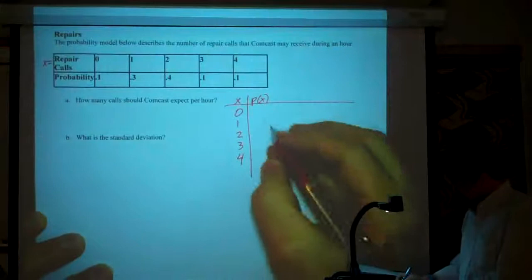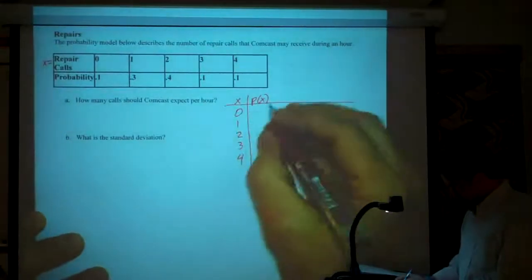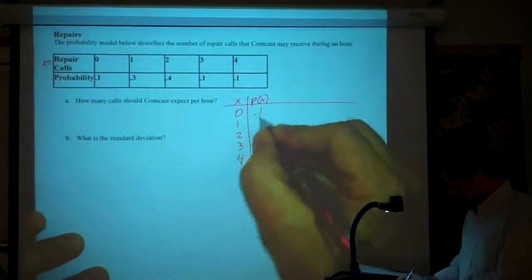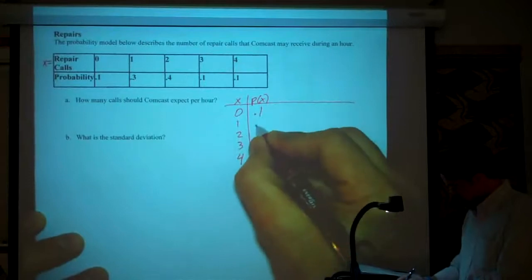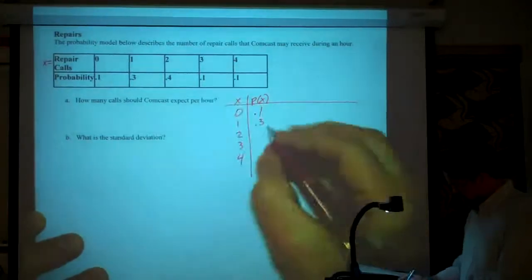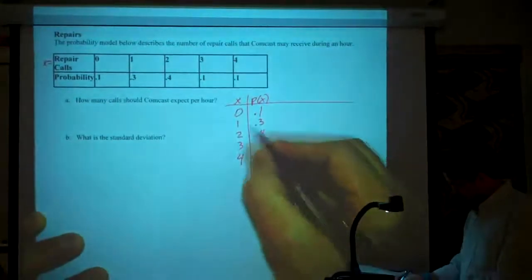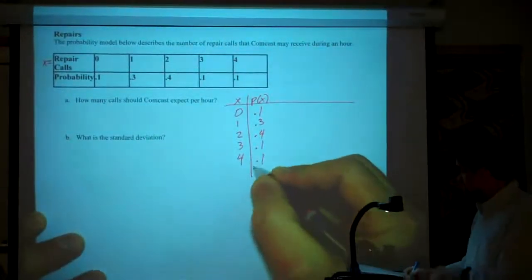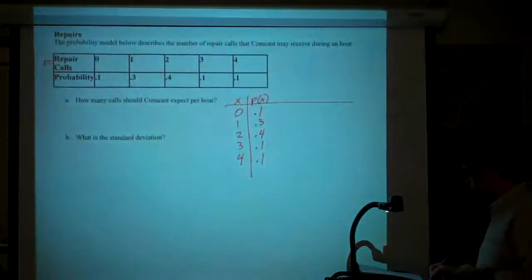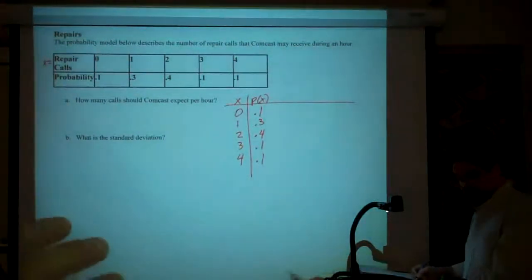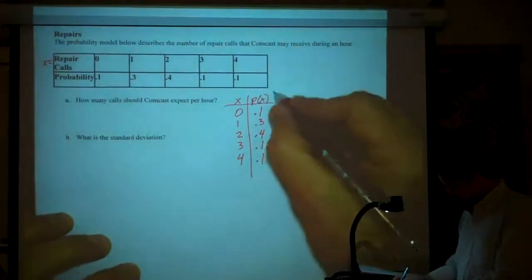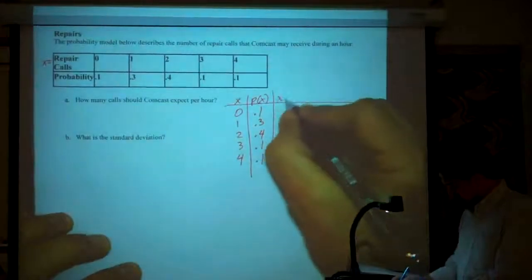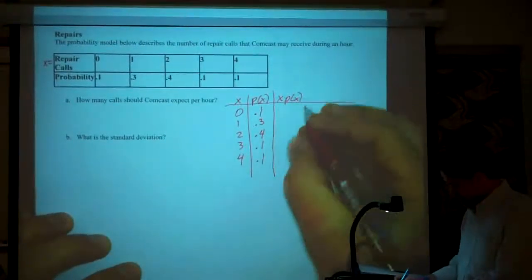And the probability of X: the probability of having 0 calls is 10%. Probability of having 1 call is 30%. Probability of having 2 calls is 40%. 10% chance of having 3 calls. 10% chance of having 4 calls. Okay? To find the expected value, again, X times the probability of X.